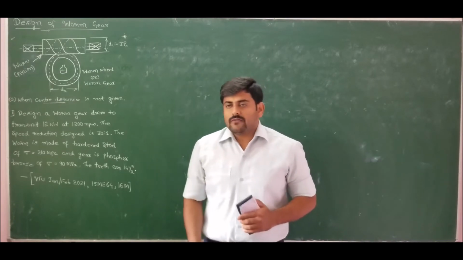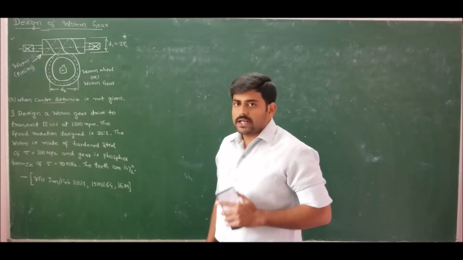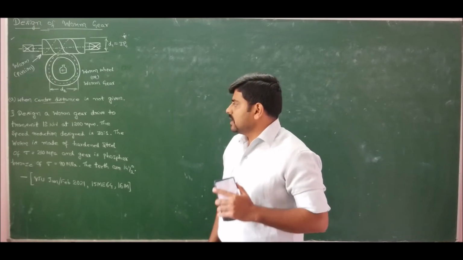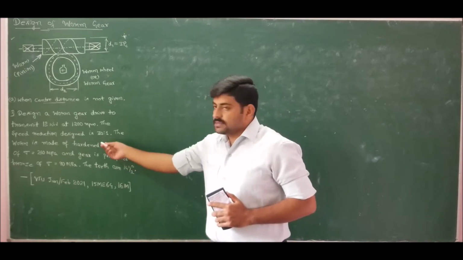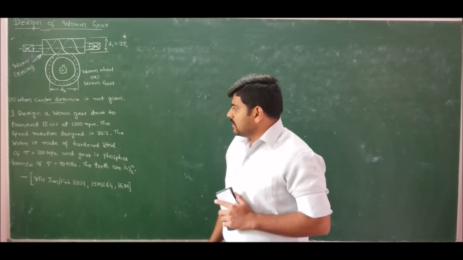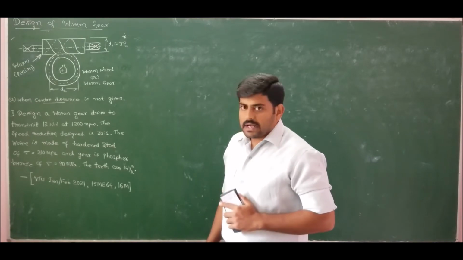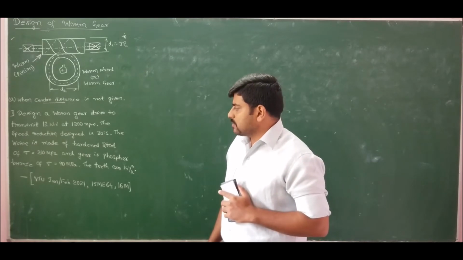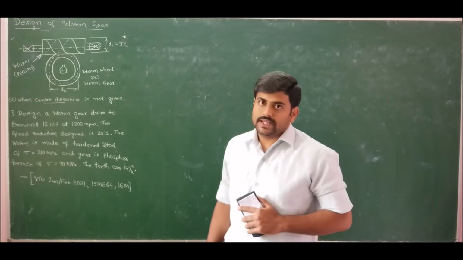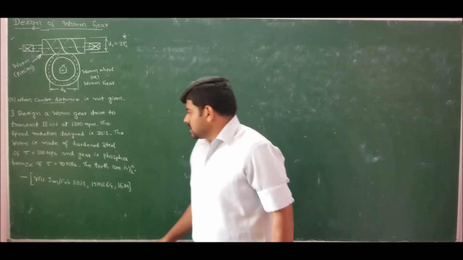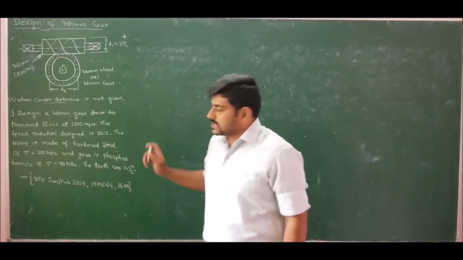Problem number 1 of our discussion on design of worm gear states: design a worm gear drive to transmit 12 kilowatts at 1200 rpm. The speed reduction desired is 30:1. You can observe how high the speed reduction is. The worm is made of hardened steel of allowable static strength of 210 megapascals, and the gear is made of phosphor bronze of allowable static strength of 90 megapascals. The teeth are 14.5 degree. Now, this question was asked in the BTU examination in January-February 2021. Let us solve this problem.